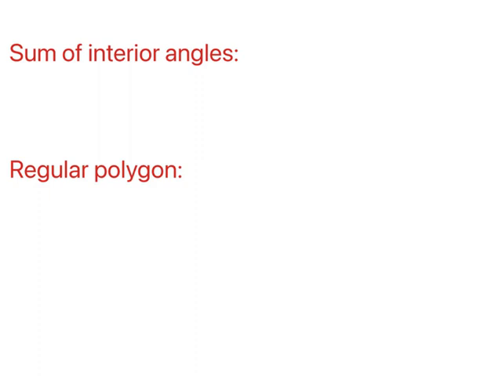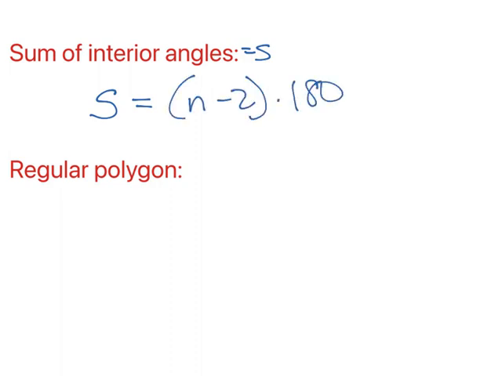Okay, so things we need to know before we jump into the questions. The sum of interior angles, we're going to call that S. The sum of interior angles, that's adding them all together, is n minus 2 times 180, where n equals the number of sides. So if we have a triangle, then n would be 3. If we had a square, then n would be 4, okay? And that would then give us the sum of all of the interior angles.